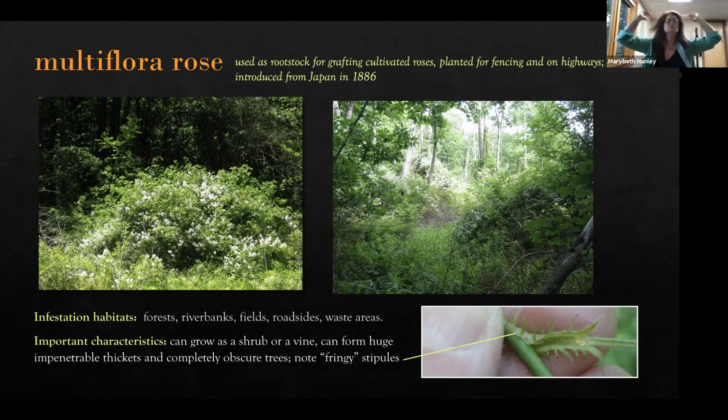It can form these huge impenetrable thickets, like literally where you could not walk through it unless you had a machete. And I put this little image here because sometimes there's a bunch of native roses, and it's not always easy to tell the difference when you have very small vegetative reproduction. But if you look at the stipules at the base, where the stem and the leaf connect at the plant, the stipules are really, really fringy. So that's a really good indicator and a good way to tell when the plant's really small.